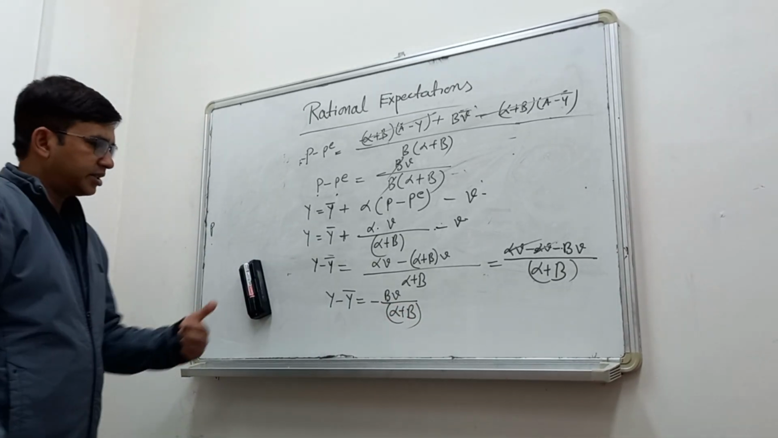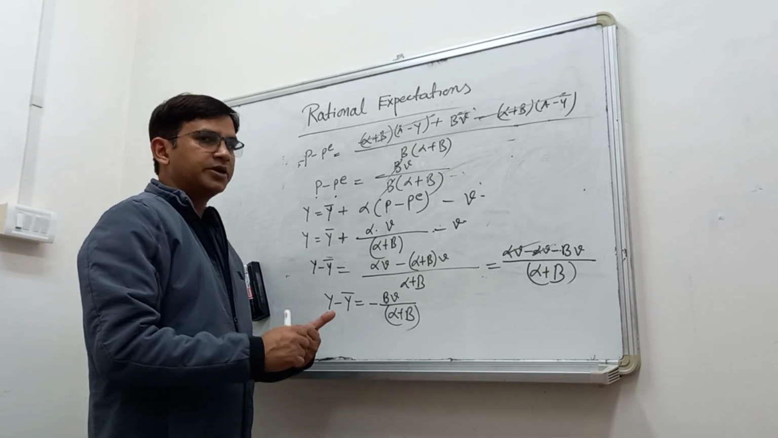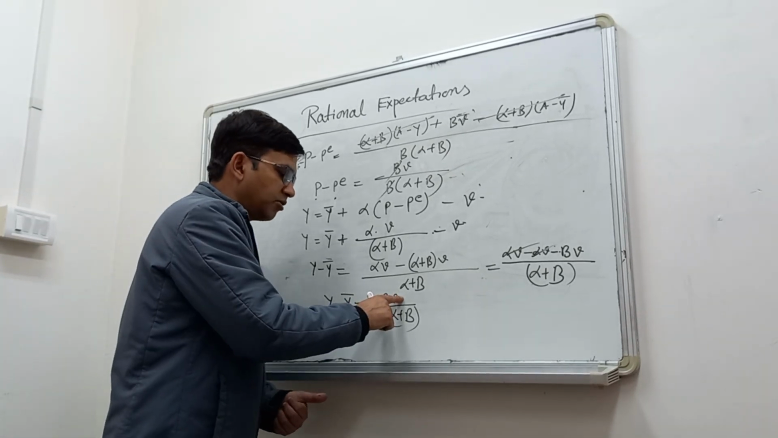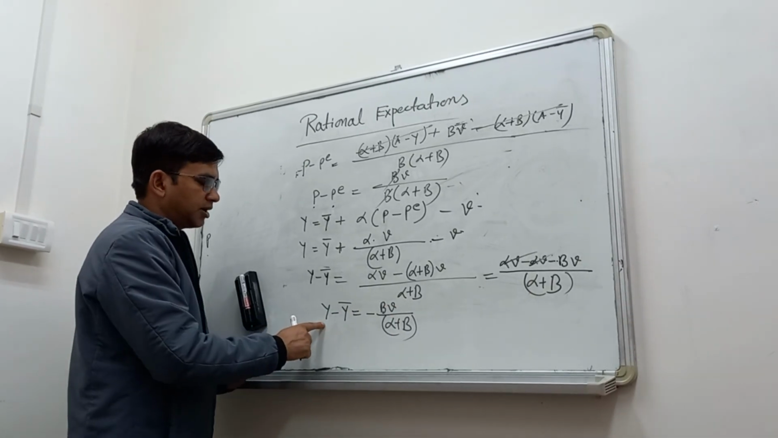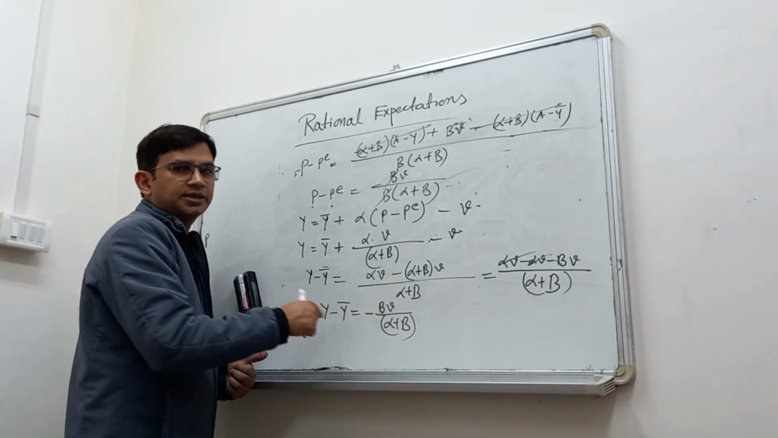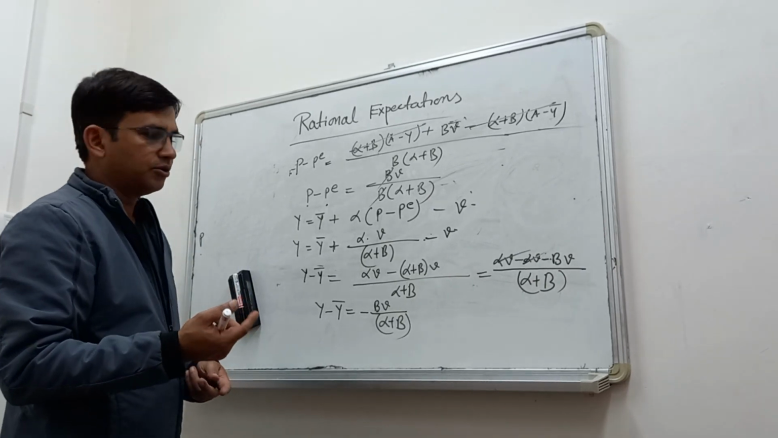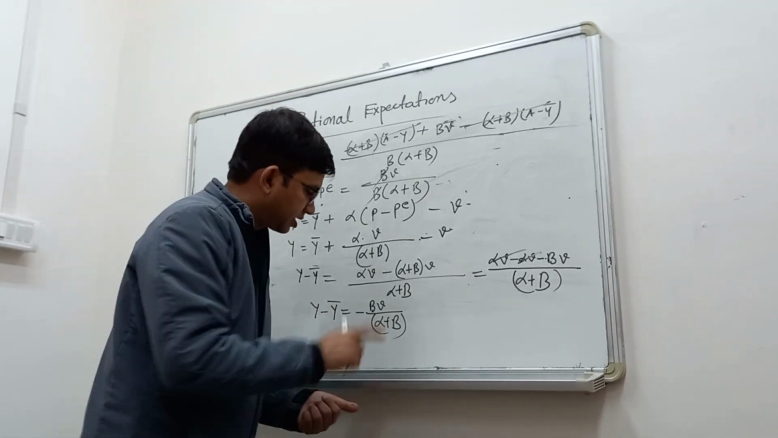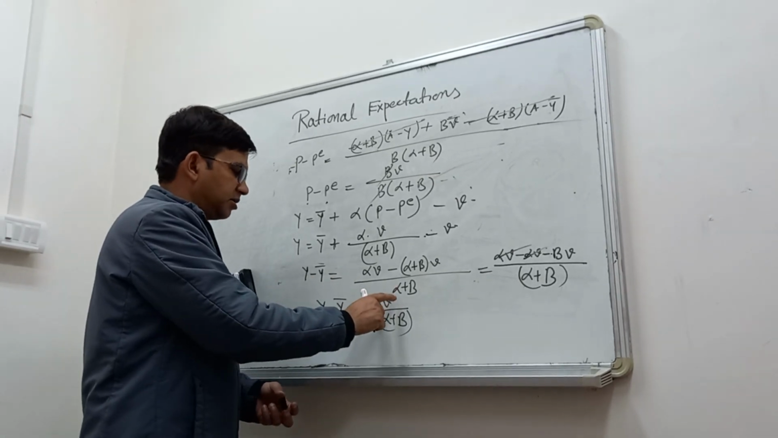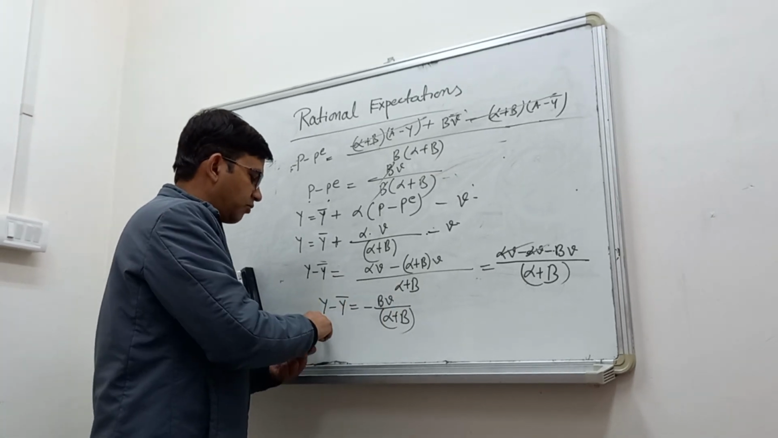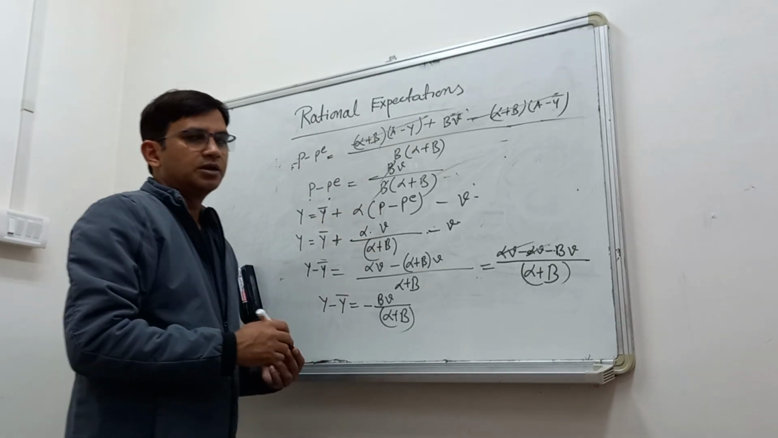So what we find there is that if it is a negative supply shock, the value of B is positive. That means the actual output will be less than the natural level of output. And if it is a positive supply shock, then V will be negative, and y minus y bar will be positive.